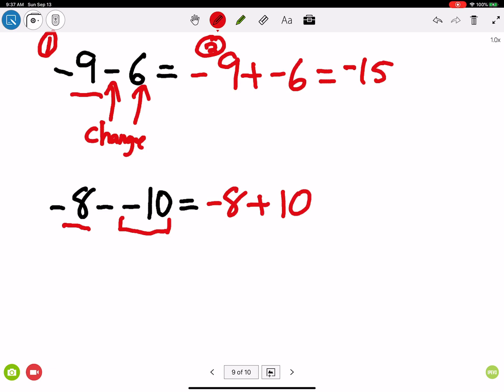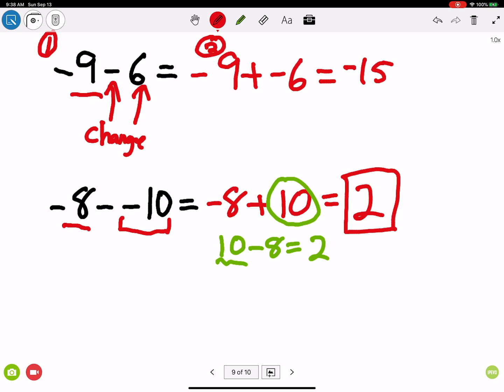I have different signs. So what should I do here? Since I have different signs, I'm going to ignore my negatives, and I'm going to take the larger number, subtract it by the smaller number, which gives me 2. And then I'm going to look at, well, 10 was the larger number. What was its sign in the original problem? It's positive, right? That's a positive 10, so my answer ends up being positive 2. So again, addition made more sense to most of you. So anytime you see a subtraction problem, you can change it to an addition problem.